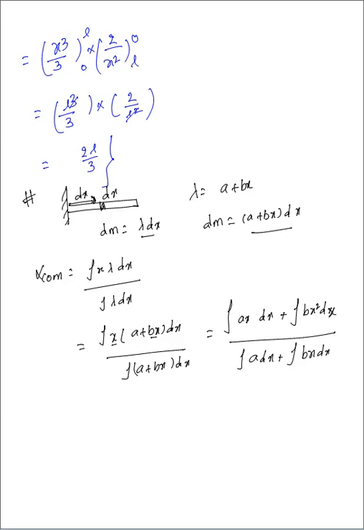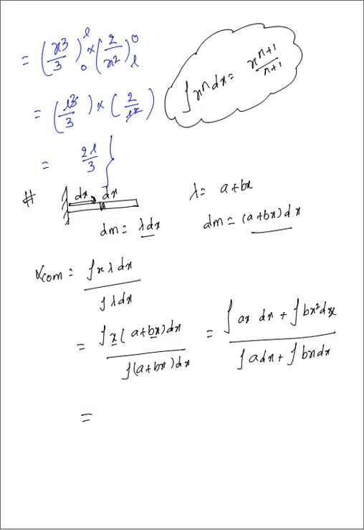Here we are going to use again only one formula, that is integral x power n dx, which is nothing but x power n plus 1 by n plus 1. This is a basic integration formula. So integral ax dx, a we can take outside, and integral x dx is x square by 2, so ax square by 2. Plus for bx square, we get 2 plus 1 by 2 plus 1, so bx cube by 3. Divided by, in the denominator, integral a dx, which is ax, plus bx square by 2.